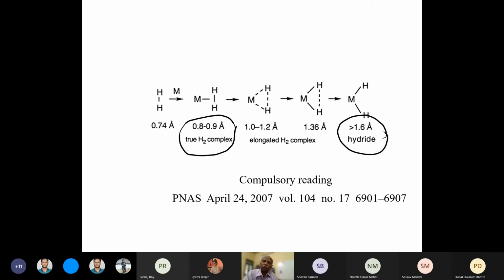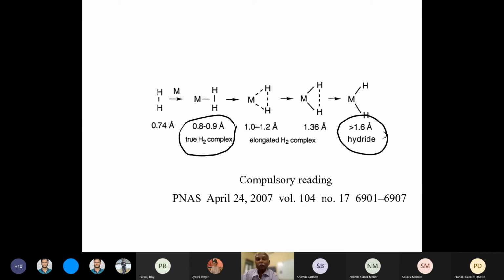About maybe 1,500 or more complexes have been characterized with dihydrogen now. So it is no longer a surprise. Okay. So between 1983 and 2010 or something, there are more than 1,500 complexes with dihydrogen.